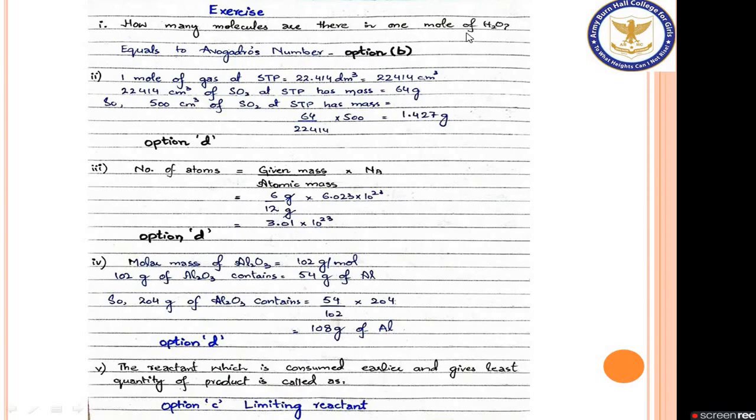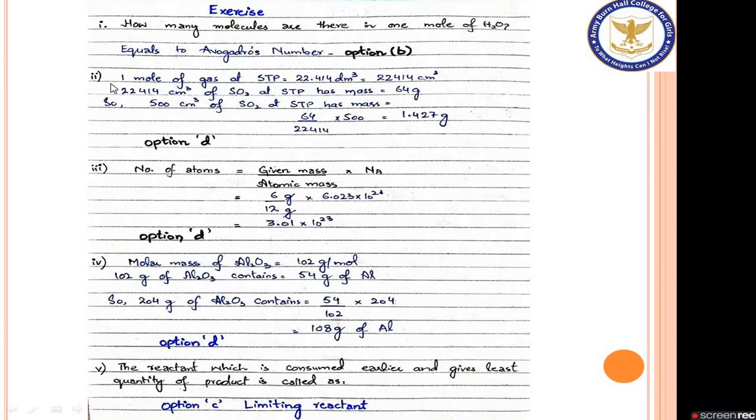We have discussed that if we have 1 mole of any compound, the number of molecules in it will be equivalent to Avogadro's number. So option B is the correct option, because option B's value is equal to 6.023 into 10 raised to power 23.